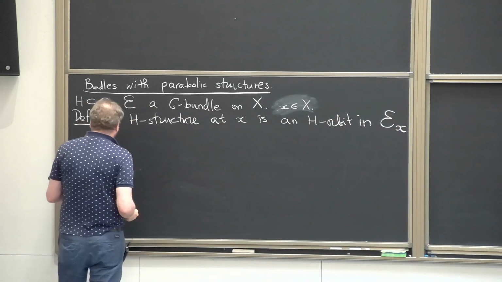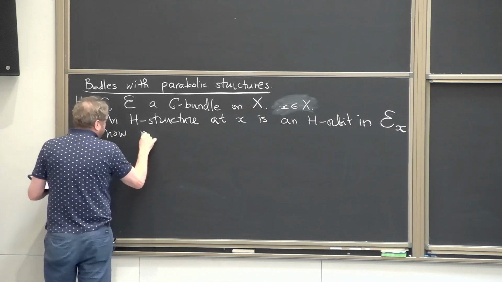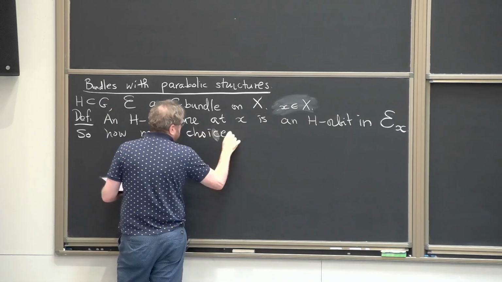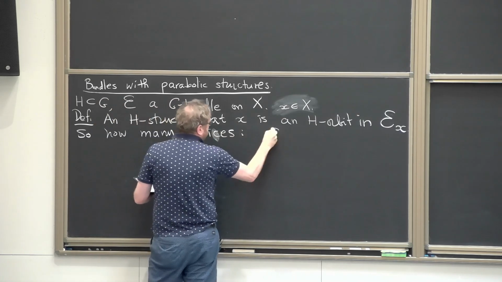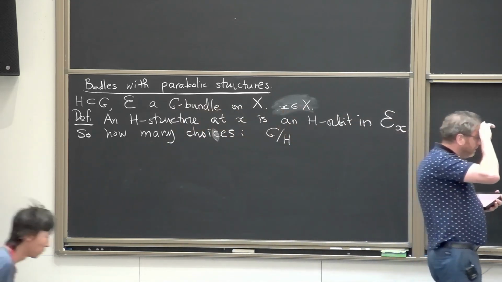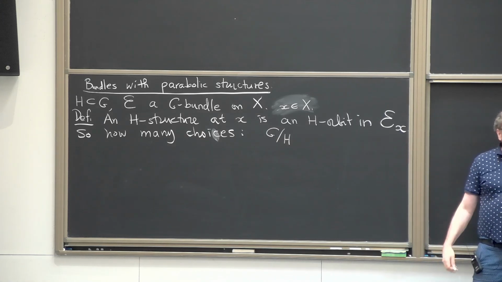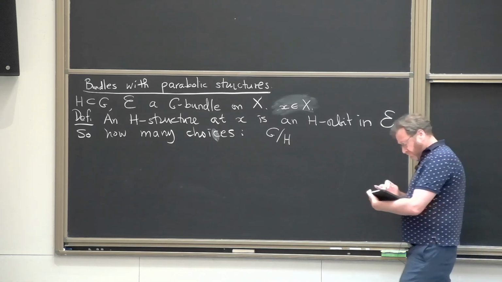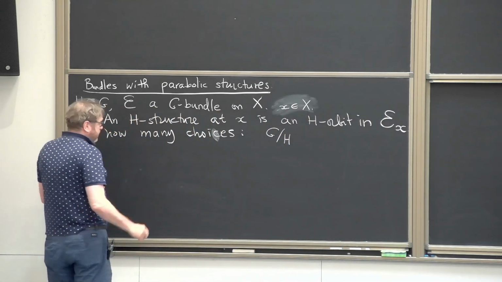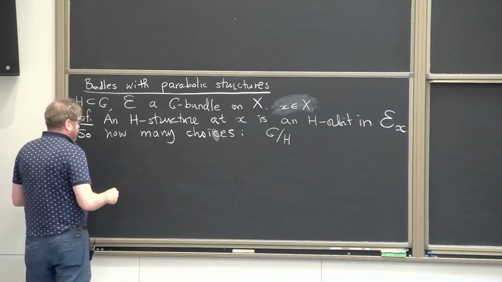And so how many possibilities do we have? How many choices do we have? Well, clearly it's parametrized by the quotient G over H, because it's essentially H cosets in G. And now we're in particular going to be interested in the situation where H is a parabolic subgroup.